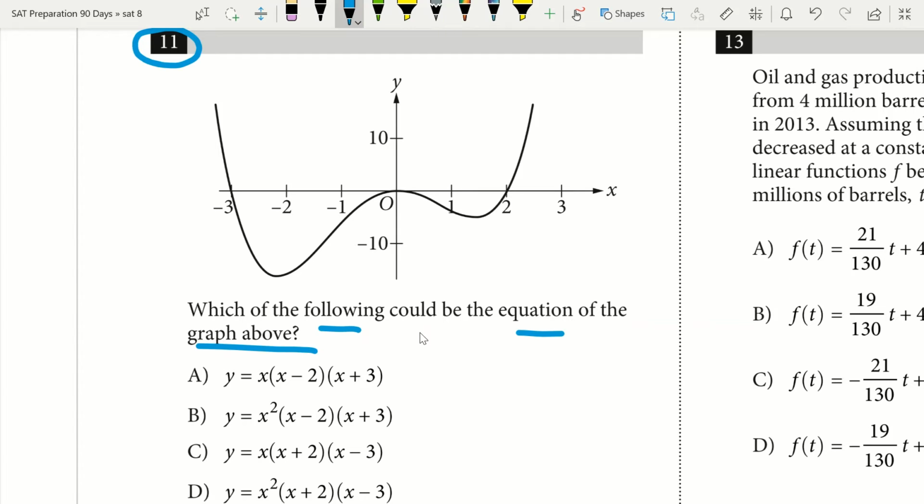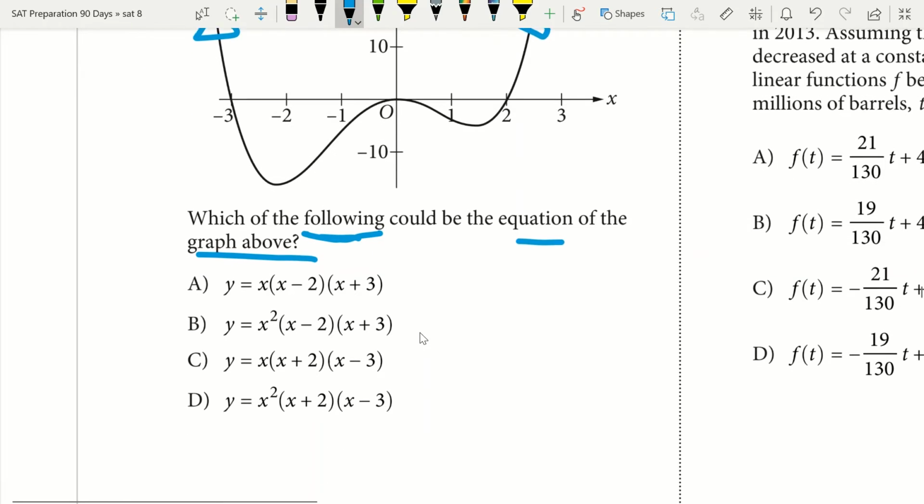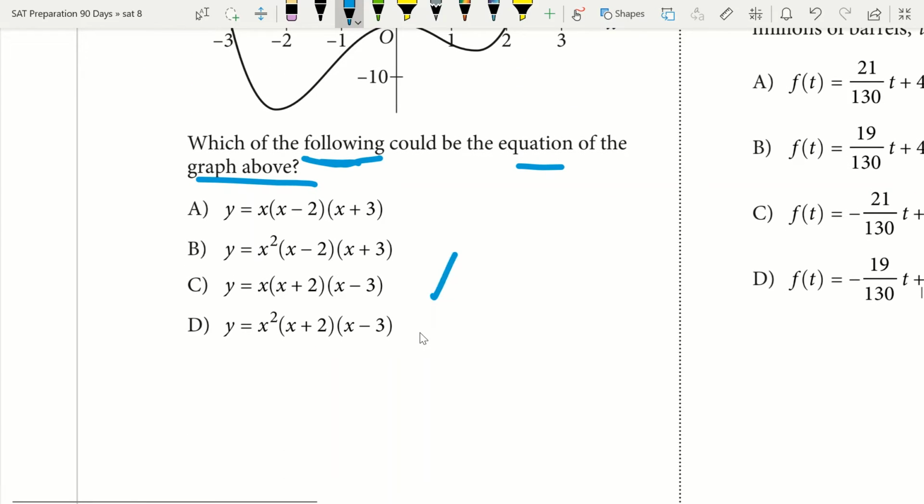When I see this question, the first thing I want to look at in my answer choices is that I have it going up at the end on my left side and also going up on the end on my right side. So my end behavior is both going up. So I know I have to have x to an even integer, right? It has to be an even number. So it could be x squared, it could be x to the fourth, but either way it's going to have to be an even number.